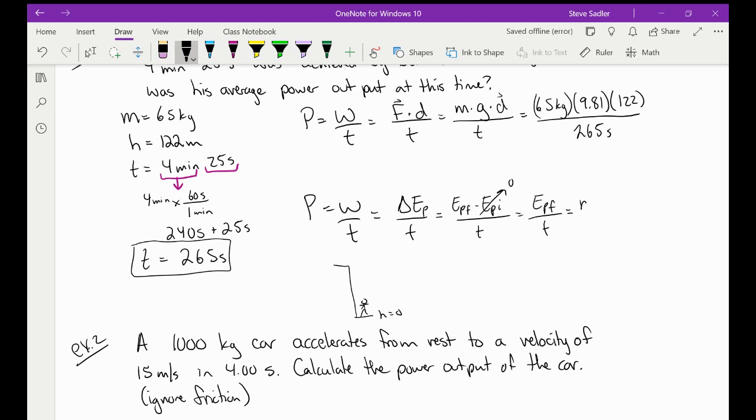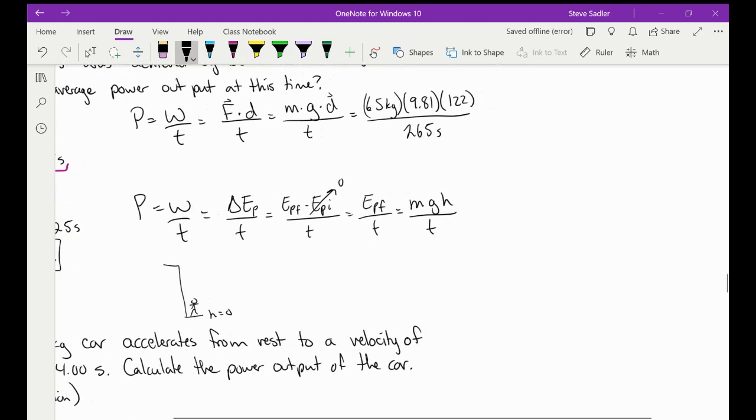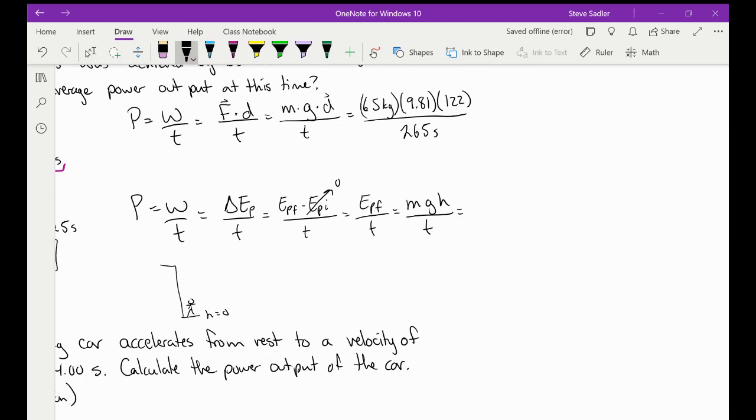And EP final is mgh over t. So mass times gravity times height: 65 kilograms multiplied by 9.81 multiplied by 122, all over 265 seconds. So it ends up coming out to be the same calculation, which is really cool.